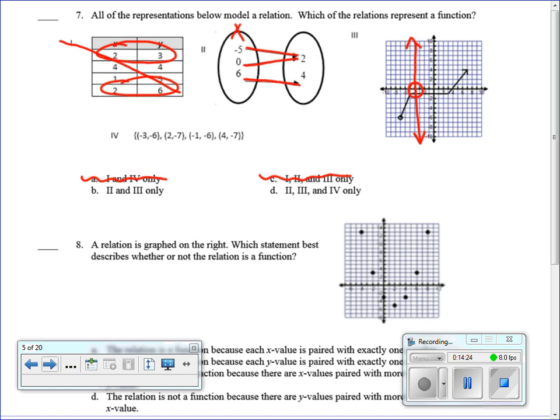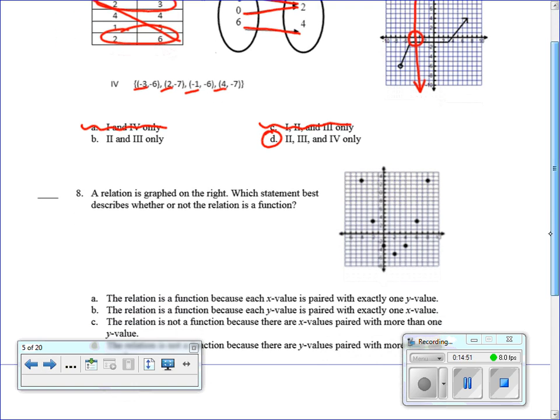So the question is, is 4 a function or is it not a function? Remember that when we're looking at ordered pairs, we want to determine, do the x values repeat? So in this particular case, -3, 2, -1, and 4 do not repeat. So that would make D our answer choice. So 4 would also be a function. So 2, 3, and 4 are functions.